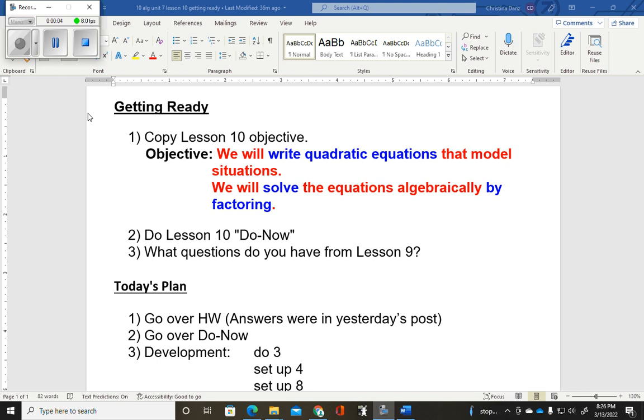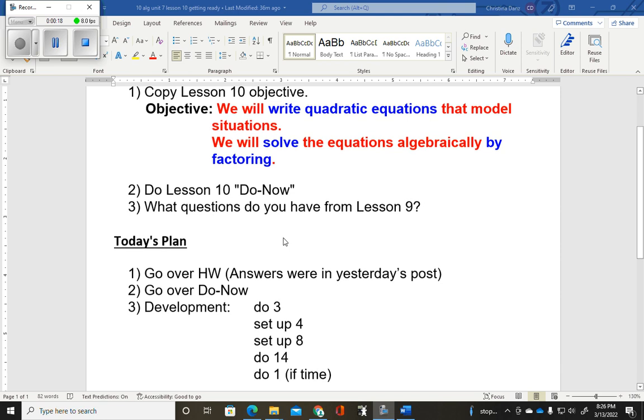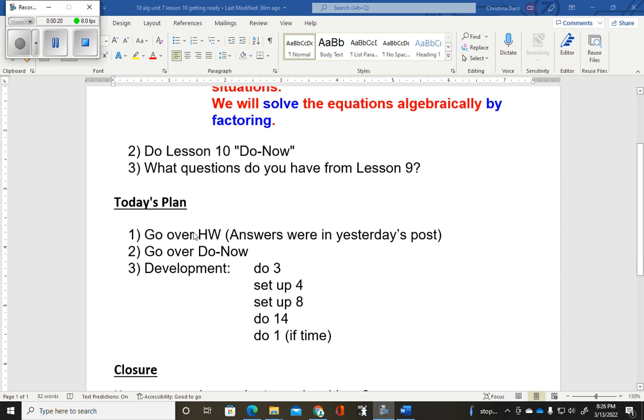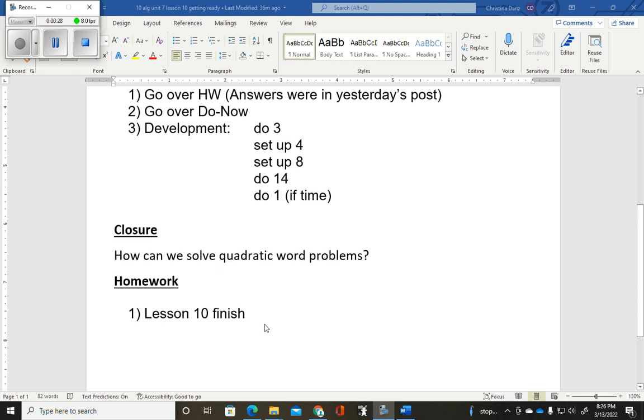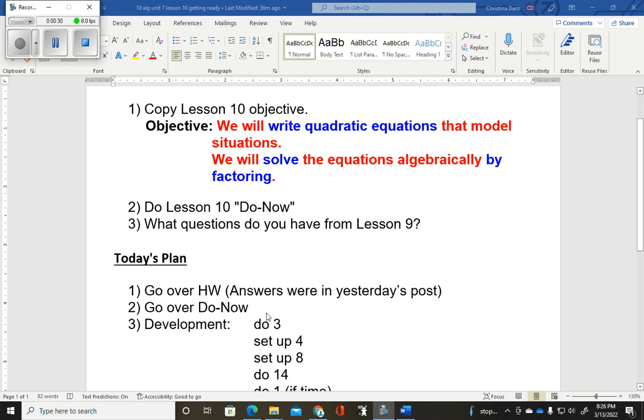So we're on lesson 10. You can see what the objective is if you can just write it down on the lines. And you can start your do now. I, of course, will go over it in this video. Next time I see you, I will answer any questions you had from lesson 9. And we're going to do some stuff together in this video. And the rest you have to finish on your own. Your homework is to finish the lesson. So let's get started.